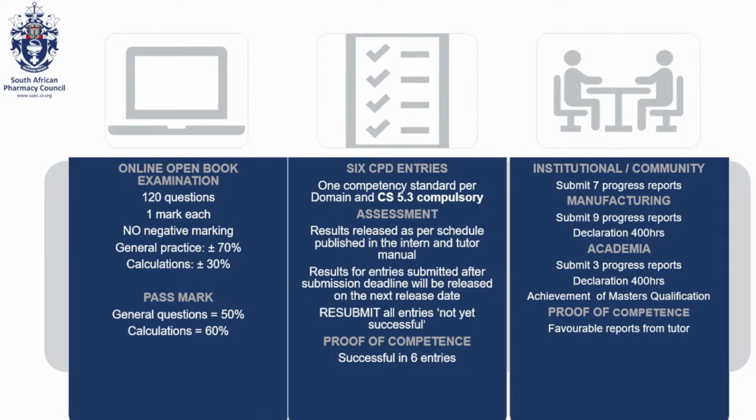Now, the third part is regarding the progress reports, which is starting with the requirements for those registered in the sector, institutional or community, which requires, not a minimum, but submit all 7 progress reports rather. And those that are in manufacturing are required to submit 9 progress reports, including the declaration of 400 hours. And those in academia would then be required to submit 3 progress reports, declaration of 400 hours, as well as the achievement of master's qualification.